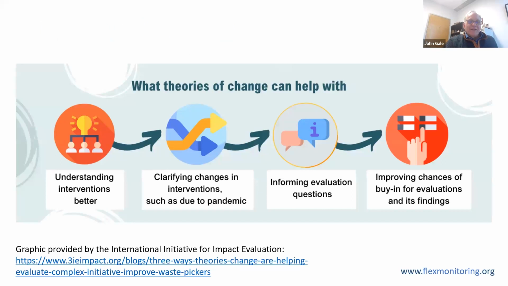Next slide, please. So here's what a theory of change can do for you. It's really a thought process. You understand your interventions better. You clarify changes in your interventions over time. The perfect example of why theories of change are important was the recent COVID pandemic. It upset a lot of what was happening at the state levels, not the least of which was a complete reorganization of priorities in many state flex programs based on the needs of their hospitals and EMS. It informs your evaluation questions and improves your chances of developing buy-in for your evaluation and findings. So this is critical to how we move forward. Next slide, please.